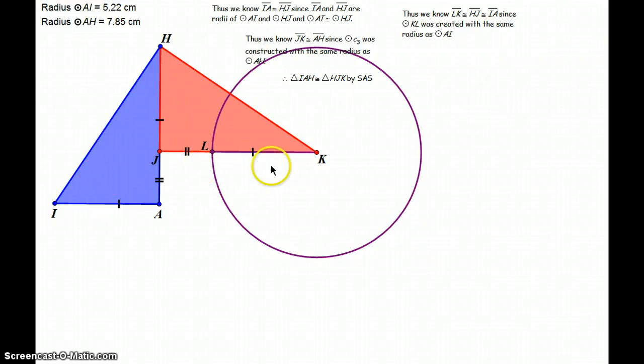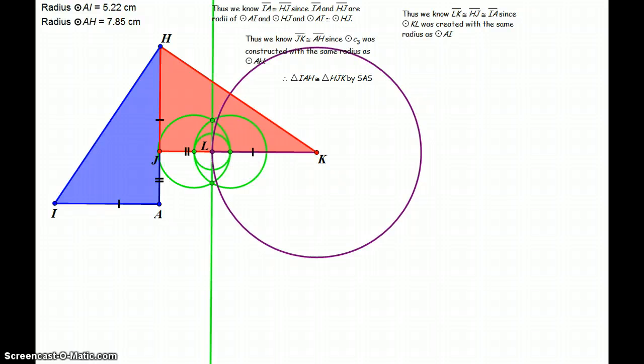Step 8. Using the same radius as circle AI, I constructed another circle at point K with the same radius. Thus we know KL is congruent to line segment AI. And then at point L, I constructed a perpendicular line.